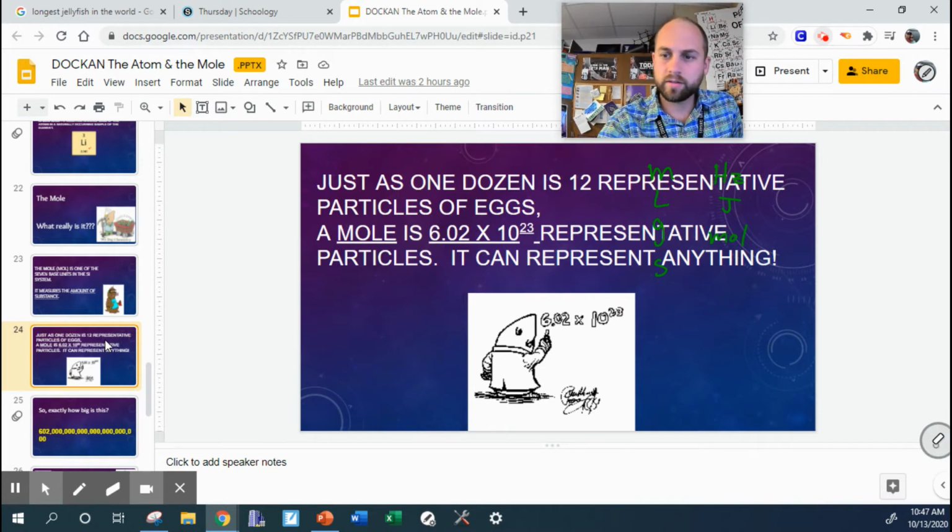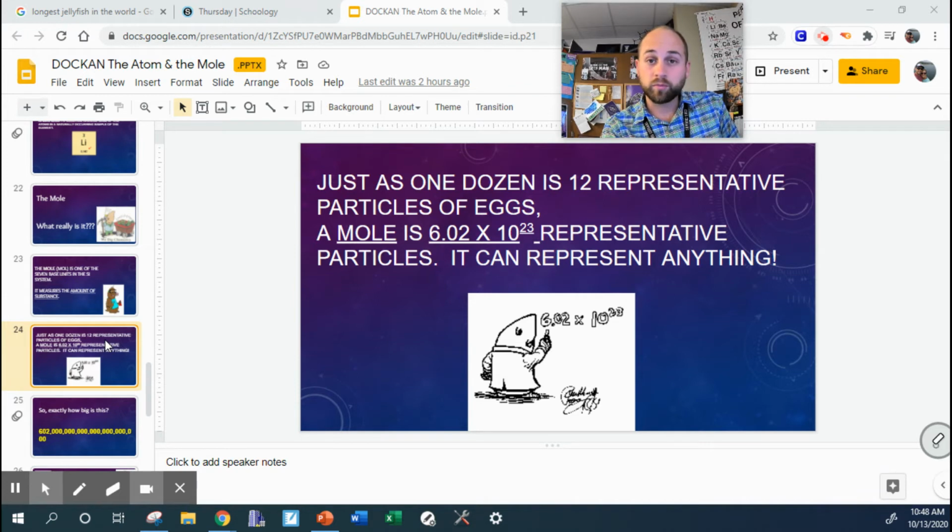Just as a dozen is 12 representative particles of eggs, a dozen is 12 eggs. So if I have a dozen donuts, I have 12 donuts. If I have a dozen pumpkins, I've got 12 pumpkins. If I got a dozen desks, I have 12 desks. The mole is basically like that, except the number's not 12. If we have 1 mole of something, we have 6.02 times 10 to the 23rd particles.